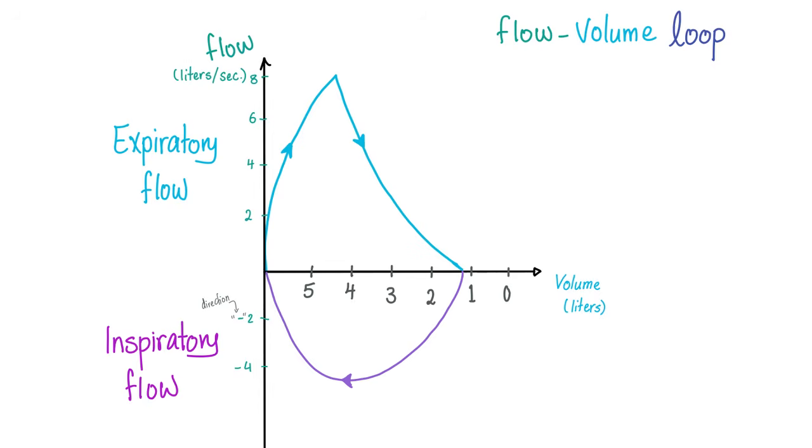Next, let's talk about the inspiration curve. You ask the patient to inhale maximally and quickly. Again, flow increases. Okay, don't say, oh, this is like -4 and this is lower than -2, so the flow is decreasing. No. It's the opposite direction. It's a vector in mathematics. So the flow is increasing, but it's in the opposite direction. Flow increases in the beginning, then flow decreases.